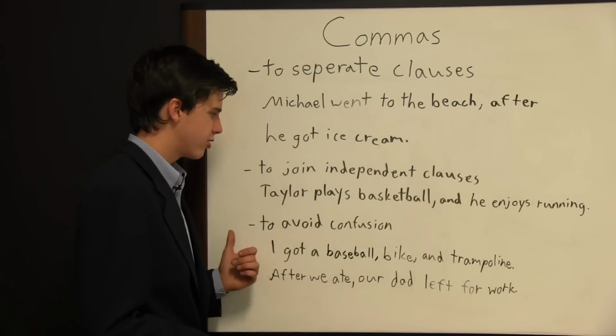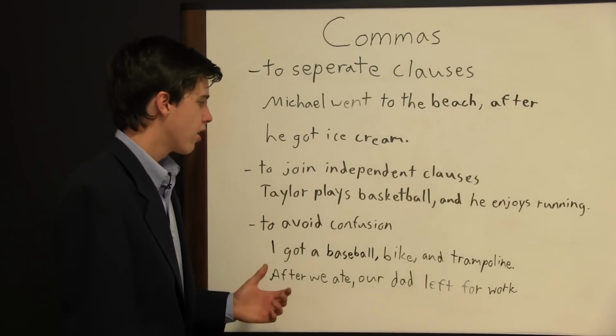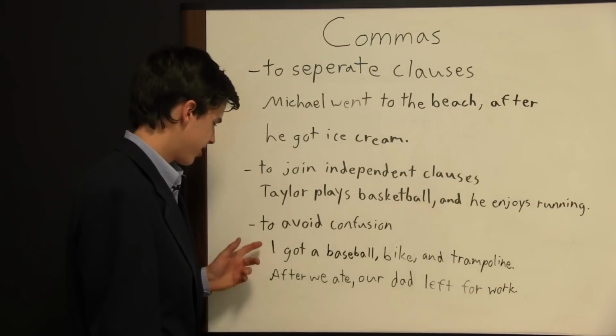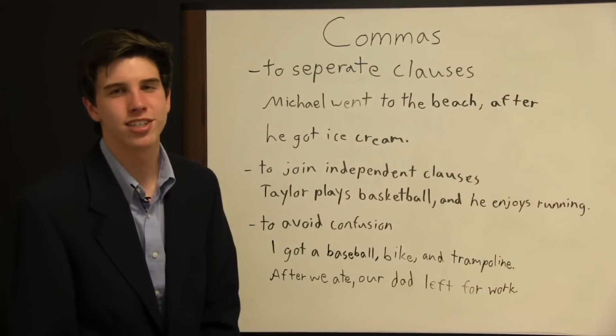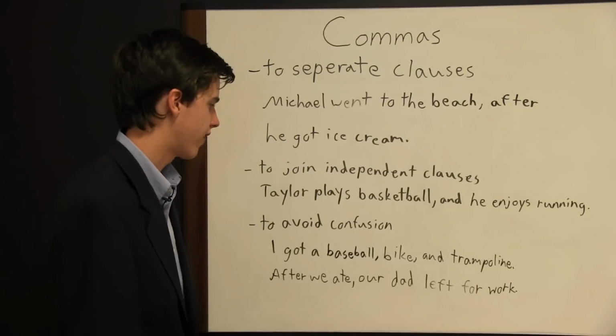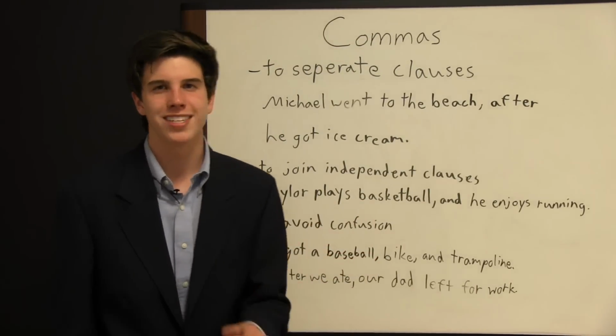Now, the third use is to avoid confusion. There's a couple times when you want to do this. First would be when you're putting words in a list or items in a list. So if I were to say, I got a baseball, bike, and trampoline, I need commas to separate all three of the items. Now, sometimes you can leave the second comma off, and that can be fine as well. But you need at least one comma in here so people realize that it's a list.